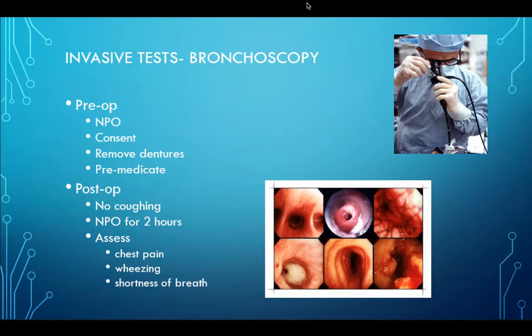Post-op, we want to emphasize no coughing because they might start to bleed. They're going to be NPO for at least 2 hours until the gag reflex returns. We're going to assess for signs and symptoms of bronchospasm, chest pain, wheezing, shortness of breath. And their sputum might be blood tinged afterwards, secondary to a biopsy or the culture that might have been taken. But if there's any frank blood, you need to call the MD.